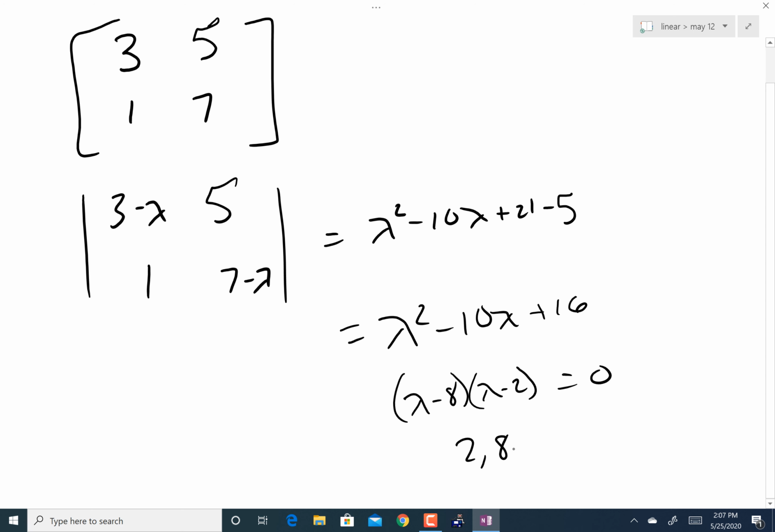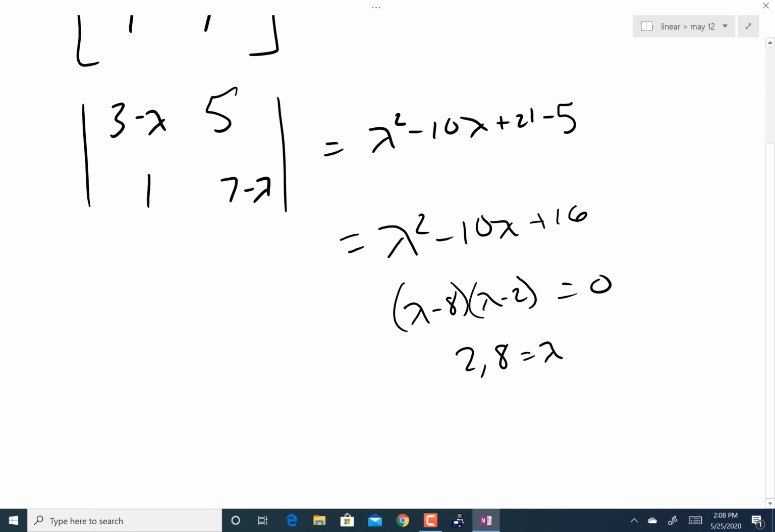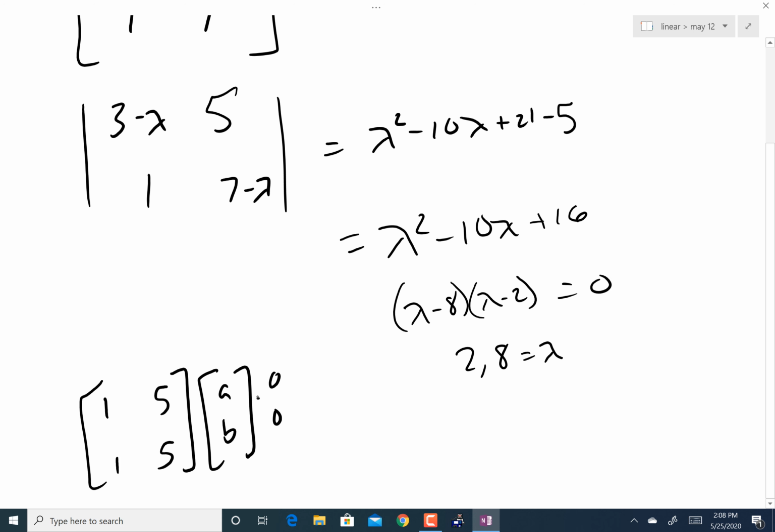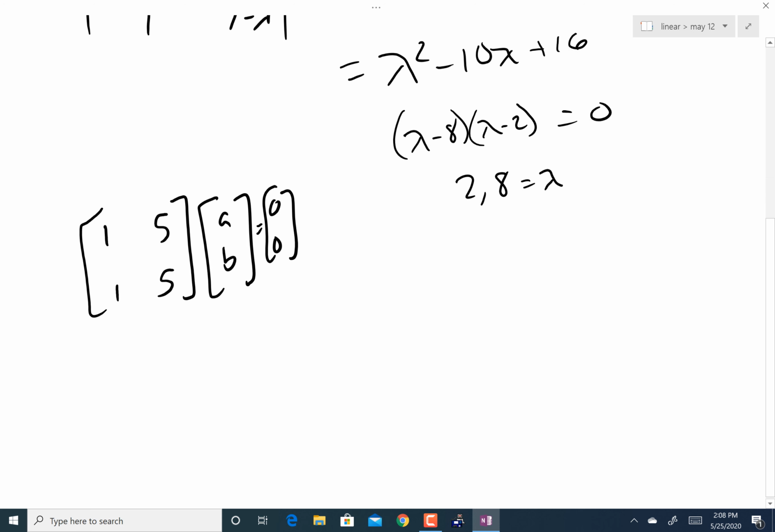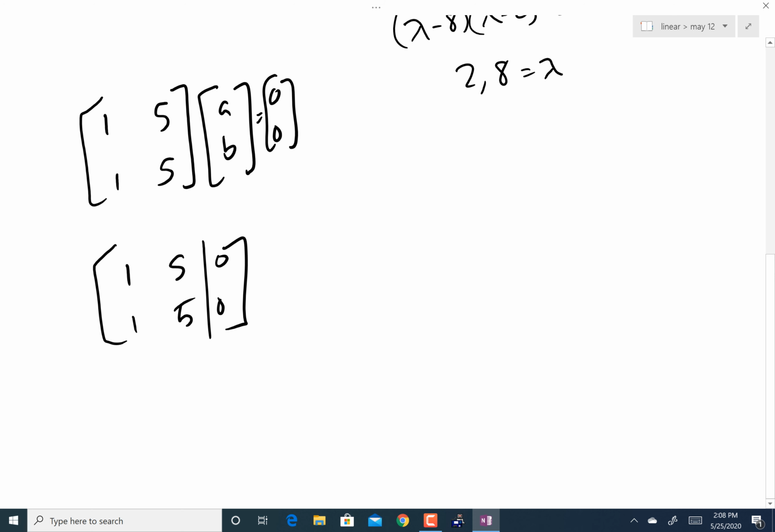So 2 and 8 are my eigenvalues. If a person were to plug those back in, let's say we start off with 2, you're going to get 3 minus 2 is 1. You're going to get 1, 5, and 1, 5. Remember, you can do it a couple ways. I've showed you this way. Or you can do like your book shows, 1, 5, 0, 1, 5, 0. And to pull that off, you're just going to do R1 minus R2. Of course, it's always going to look like this when you're finished.